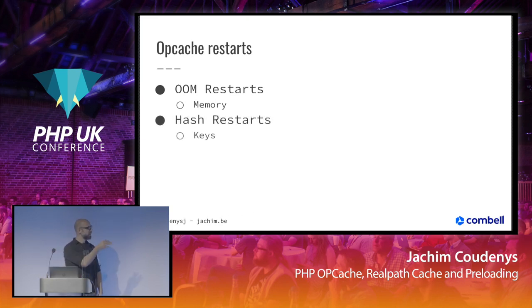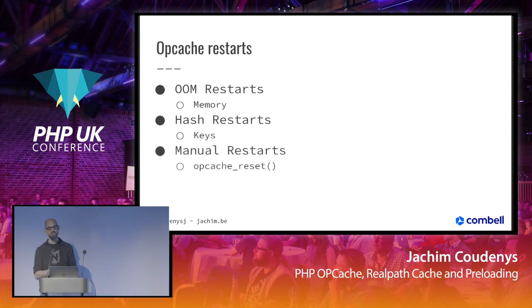The hash restarts happen if you have too many files and you have a limit on the number of keys that you can store. If you have too many files that you want to store and the OPCache sees that there's no place anymore, it will trigger a hash restart so that it can start again with adding new files. Again, you don't want hash restarts. And then the last one is the function I showed you before, the OPCache reset, and those are the manual restarts.